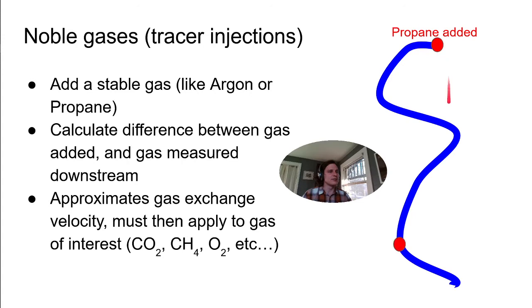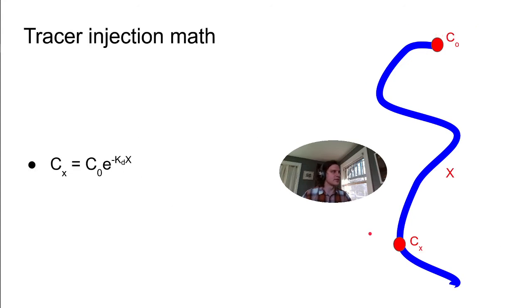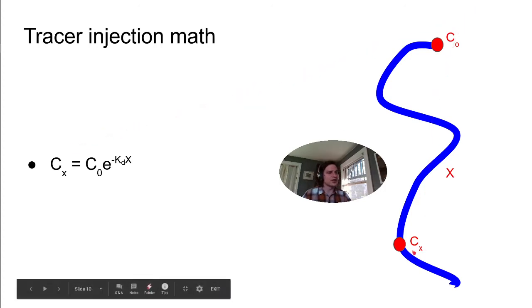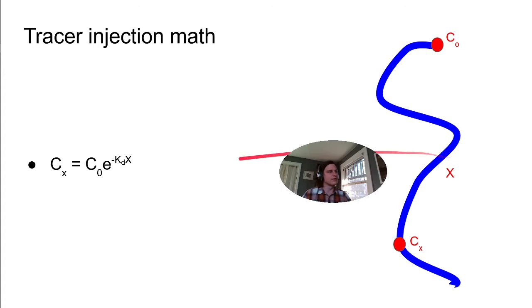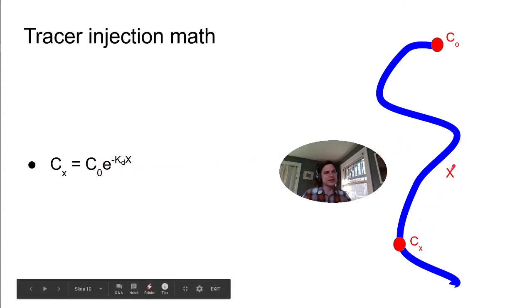And then some distance downstream, we will take gas samples and measure the amount of propane that's coming out of the system. And then we can use the sort of tracer injection math where the concentration X, the concentration we measured downstream, is equal to the concentration we added times the exponential of K, so the gas exchange velocity, over that distance. So this is the river distance.